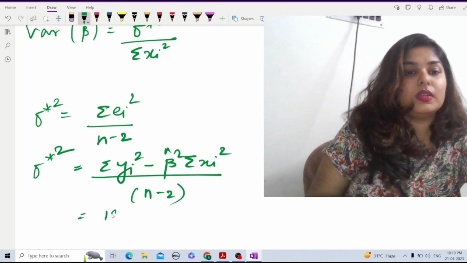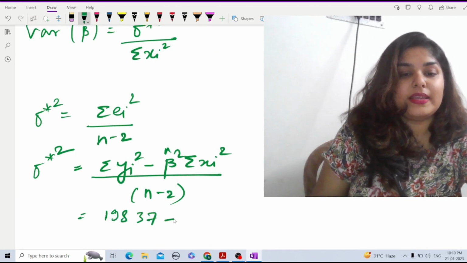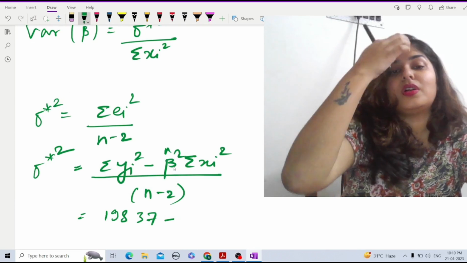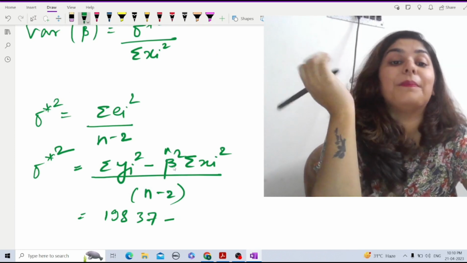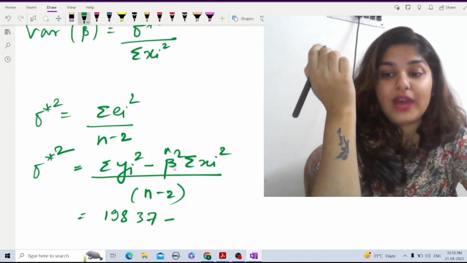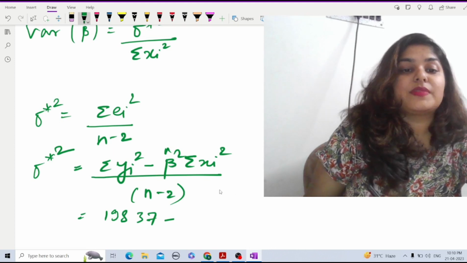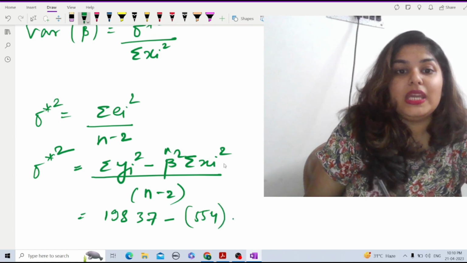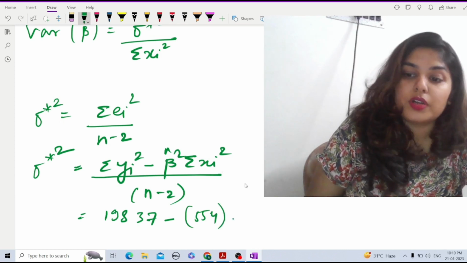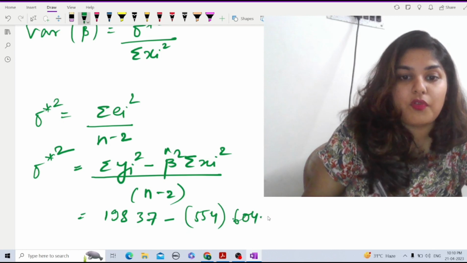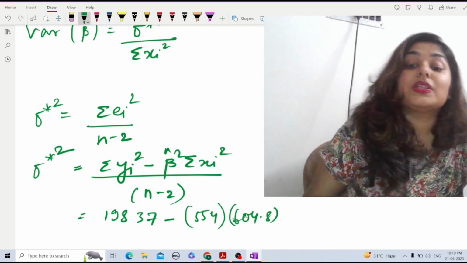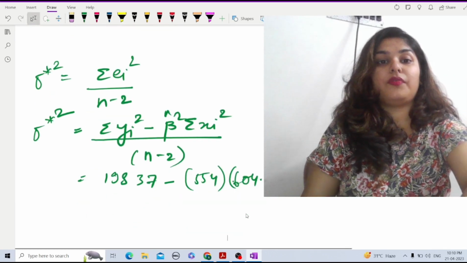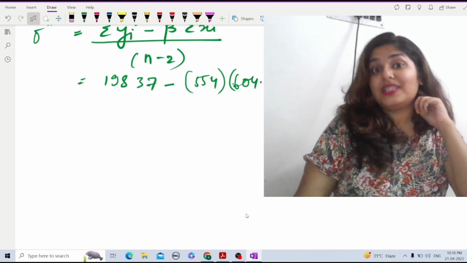This is equal to 19837 minus beta hat square. We have just got the values. We have got the value of beta hat as 5.05. So if we square it approximately, we get 554. Into summation xi square also we have got, so from there we have 604.8. So these are the values that we have got from calculation as well as the data.